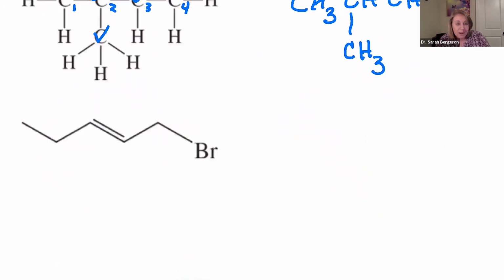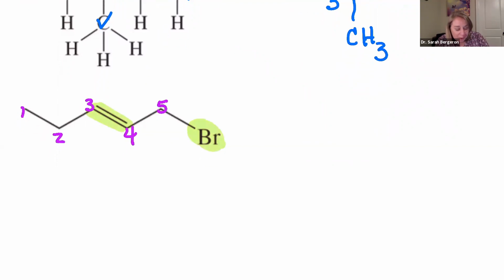Now we have to go from skeletal to condensed. Again, you want to number your carbons: 1, 2, 3, 4, 5. I see two things going on here. I have a double bond between carbon 3 and carbon 4, and I have a bromine attached to carbon 5. So I need to make sure to include that.